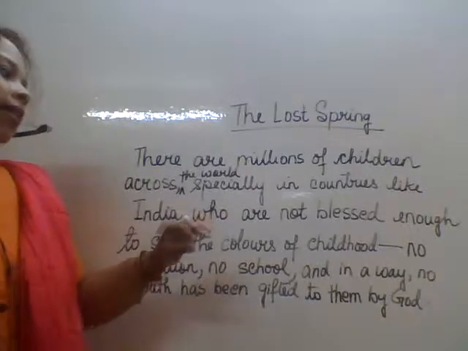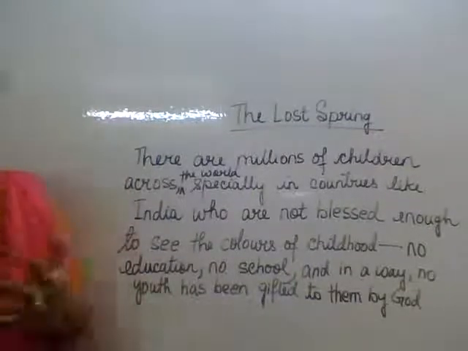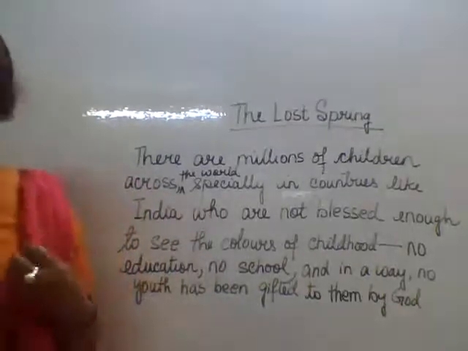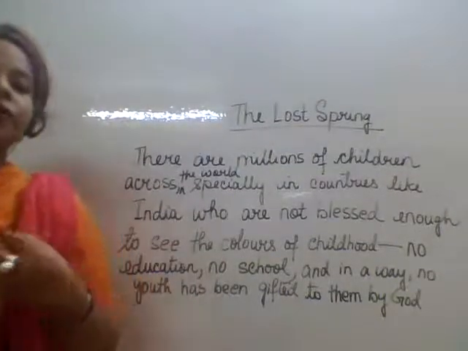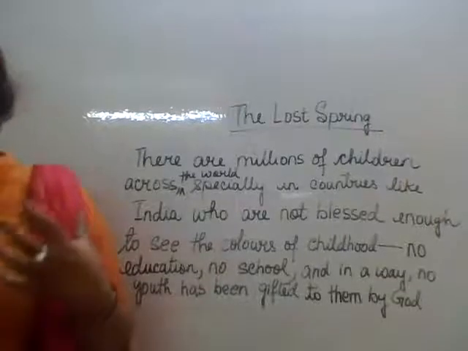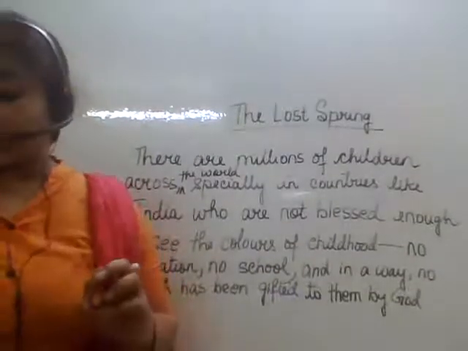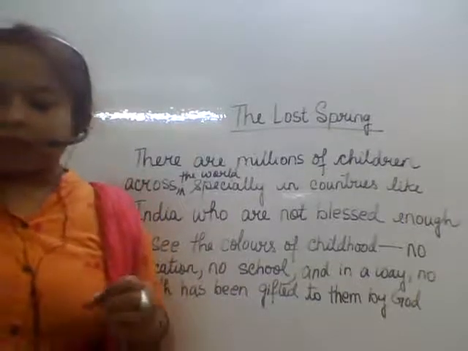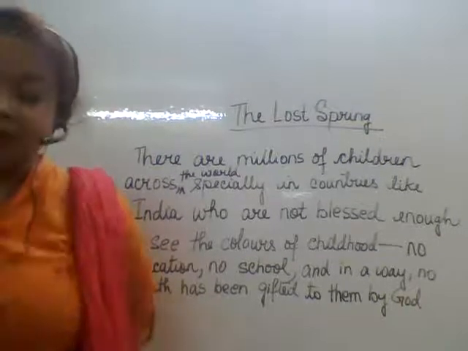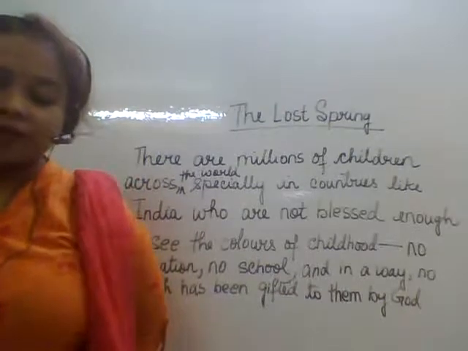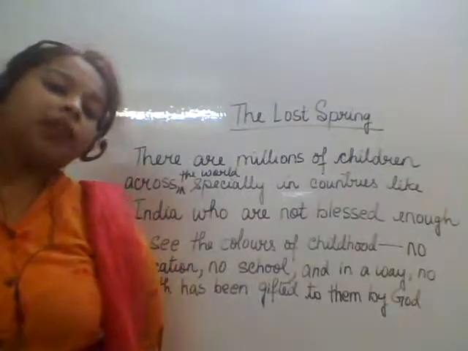So now, why do I say that there are millions of children who are not blessed enough to see the colors of childhood? Because at a tender age, when they are expected to live in their own colorful worlds of imagination and laugh and play around, these children have to learn to earn bread for their families. Instead of learning the alphabet, they learn the ways of bringing money to make ends meet, and in the process, their innocence gets snatched away, childhood gets lost, and hence the story, Lost Spring.